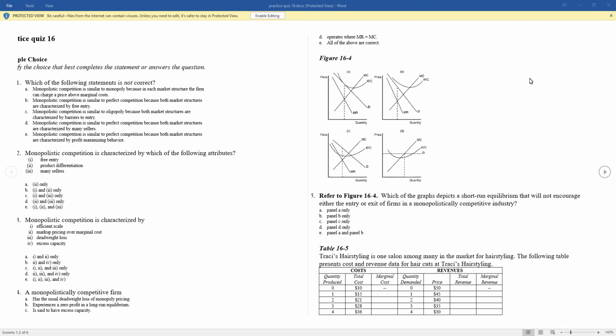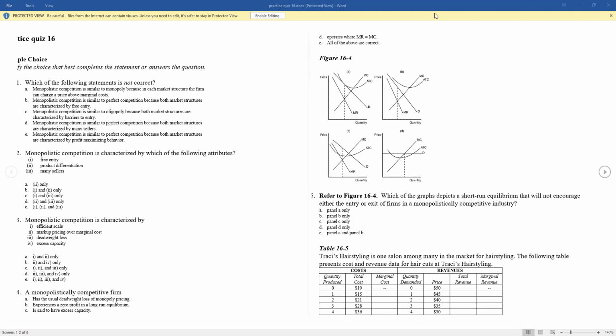Which of the graphs depicts a short-run equilibrium that will not encourage either entry or exit? All right, so if you're not encouraging entry or exit, you're at zero economic profit, which would be panel A. Now, that's kind of confusing because you would think that's in the long run with zero economic profit. But anyhow, that is the answer there.